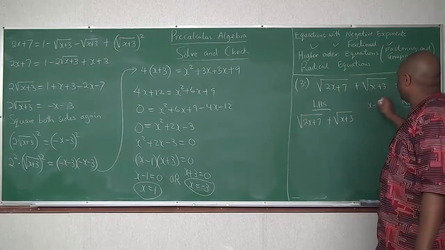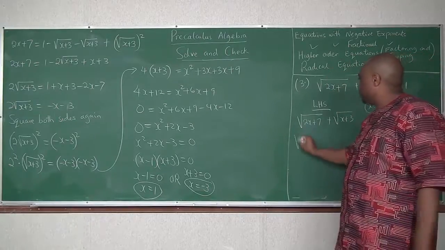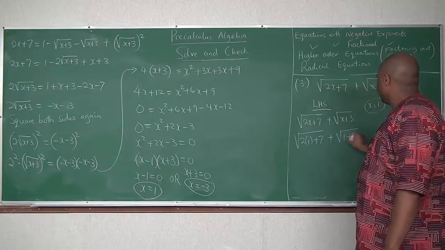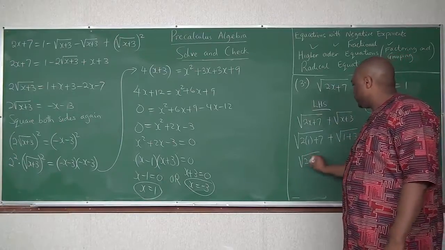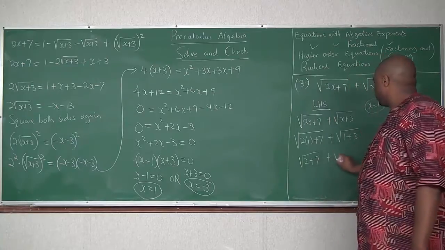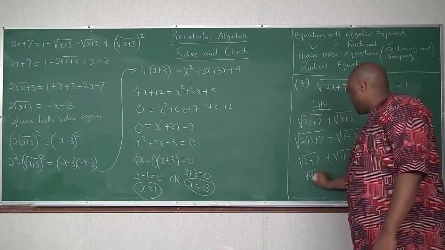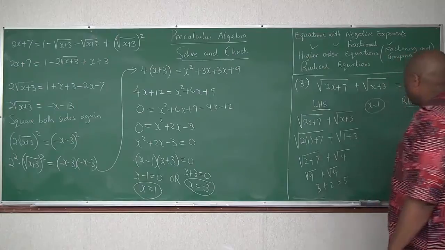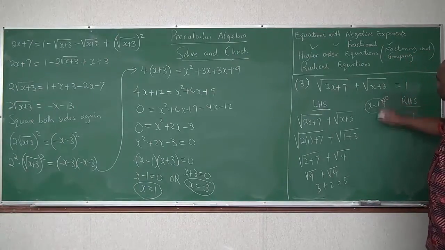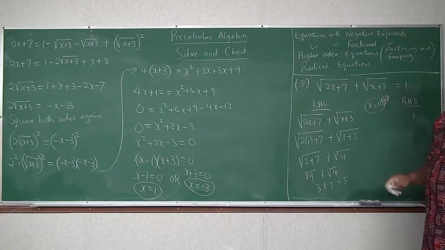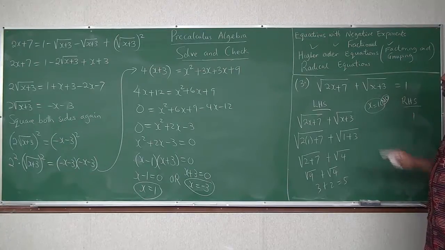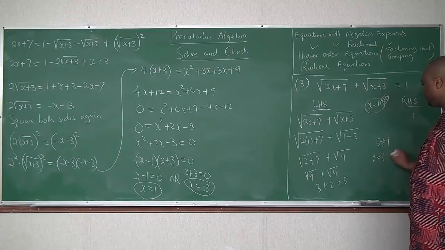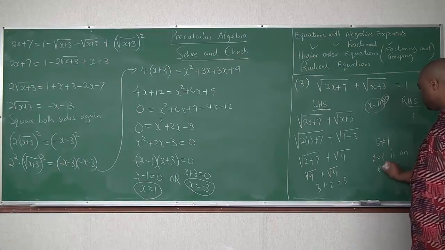Now, let's check with x equal to 1. So this means square root of 2 times 1 plus 7 plus square root of 1 plus 3. So this is square root of 2 plus 7 plus square root of 4. So square root of 9 plus square root of 4. This is 3 plus 2 equal to 5. Okay, so this is no. This is not a solution to this radical equation. Rather, 5 is not equal to 1. So we say that x equal to 1 is an extraneous root.